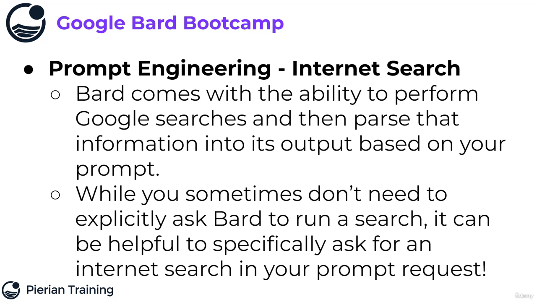For example, when we asked for a list or table of the top 10 US cities, we saw that Bard had the capability to actually run an internet search and grab information like Wikipedia links to cities related to our request. Now, while sometimes you don't need to explicitly ask Bard to run a search, it can be really helpful to specifically ask for an internet search, in particular on specific URLs in your prompt request. Let's see a few examples of this inside of Bard.